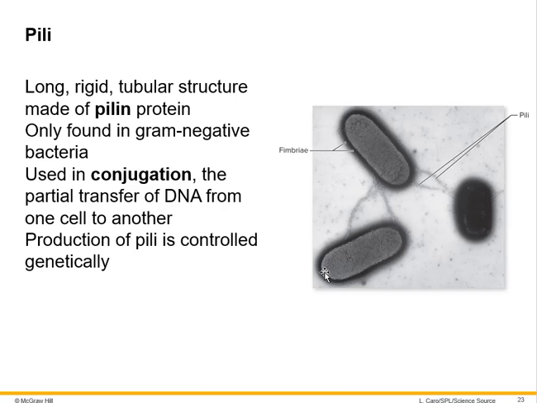Pili, you can see here, forming between these cells, are passing genetic information in a process called conjugation. And so they've nicknamed that kind of bacterial sex, even though bacteria do not do sex, they can exchange genetic information through the pili. It's a tubular structure made of a protein called pilin.